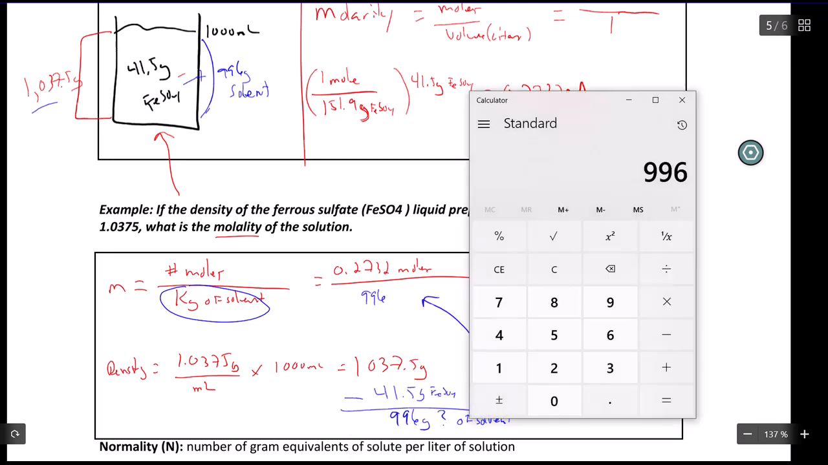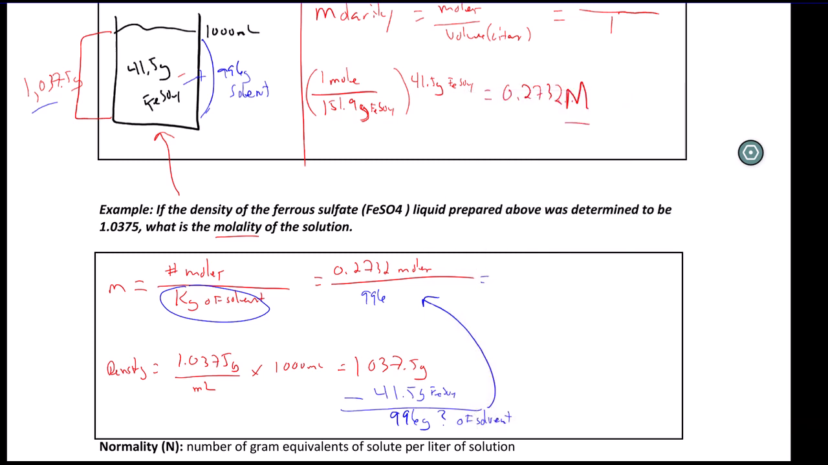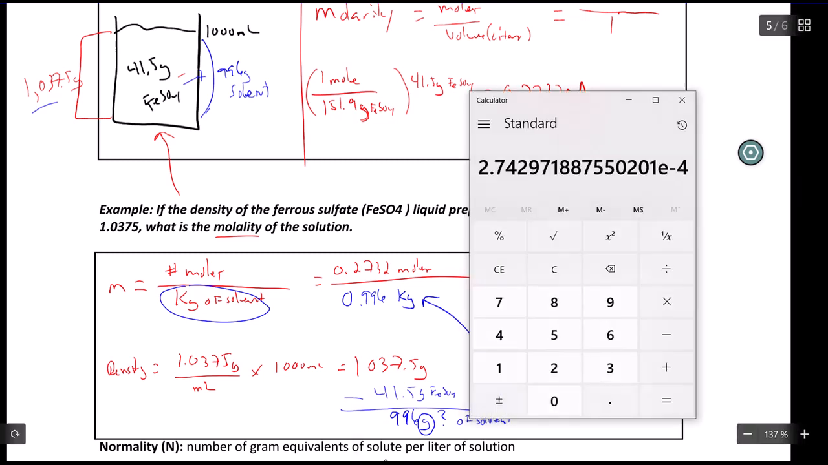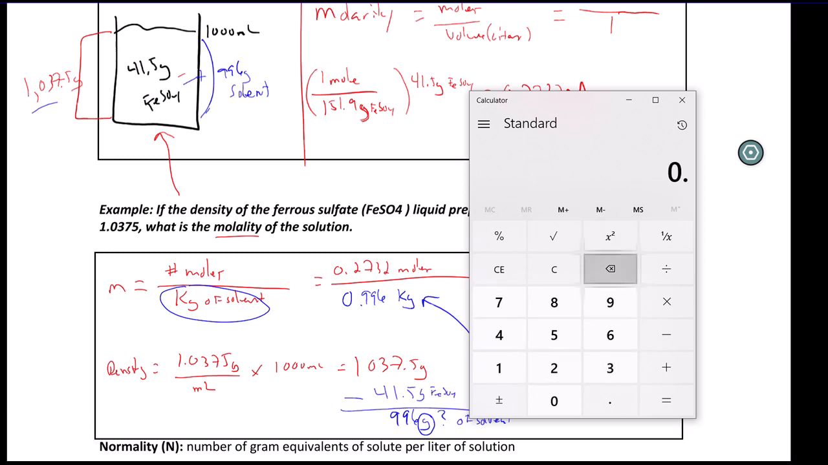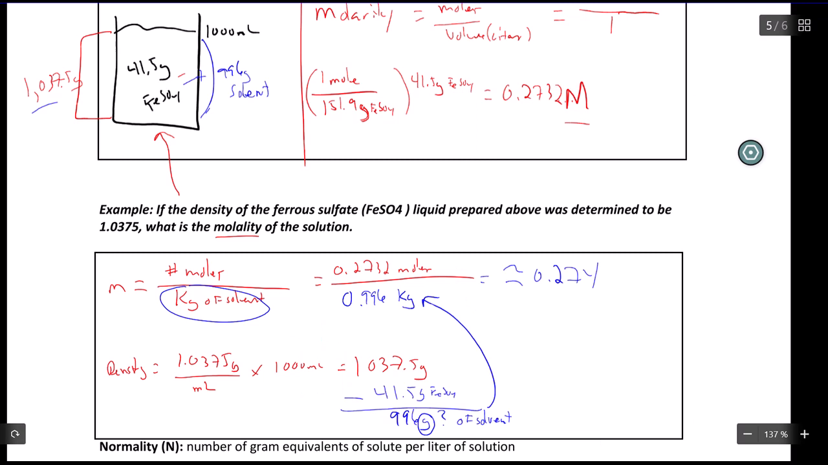So now taking my 0.2732 and dividing that by 996, I'm going to get that number. And you're going to say to me, oh, you forgot to do something. And you would be correct that I need this to be in kilograms, not grams. So I would have to convert this into 0.996 kilograms and get my answer that way. So 0.2732 divided by 0.996, and now I get my number, 0.2743, is the small m.